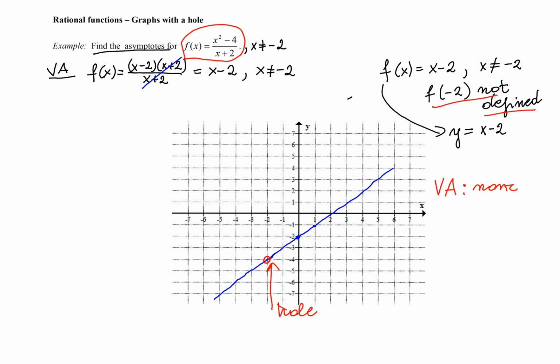So let's recall what an oblique asymptote is. An oblique asymptote is a straight line such that the graph of the function approaches it when x increases or decreases without bound. So in this case, we can say that the line itself is an oblique asymptote, and therefore its equation is going to be y equals x minus 2.